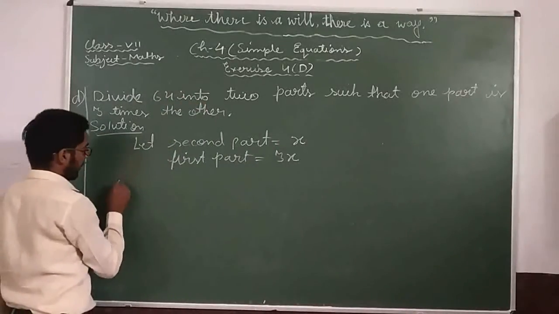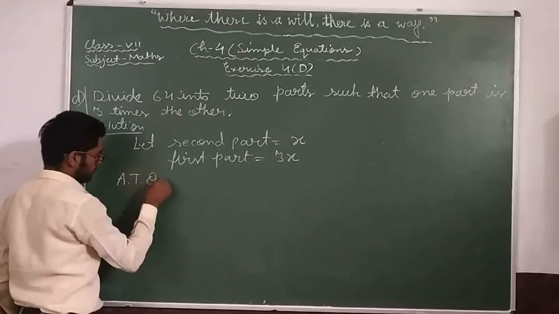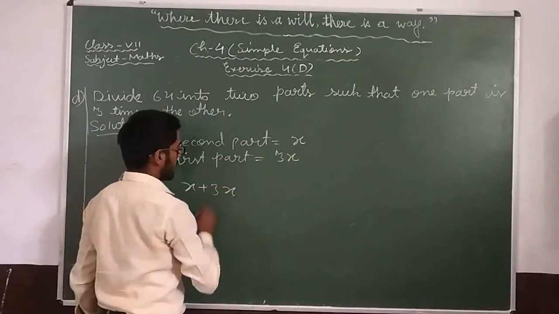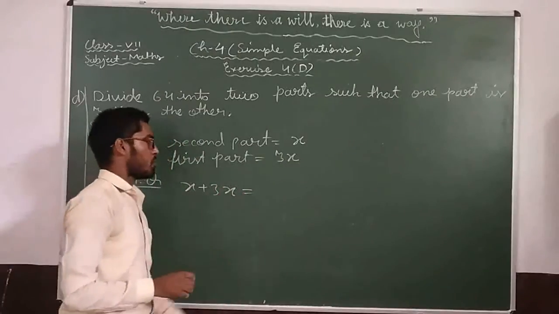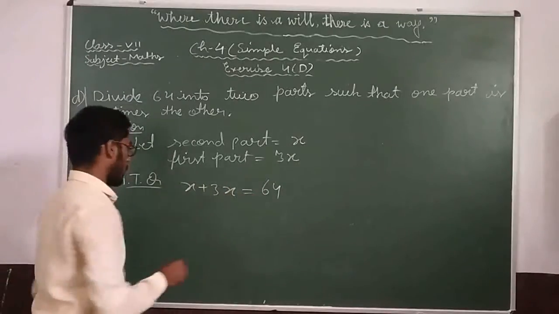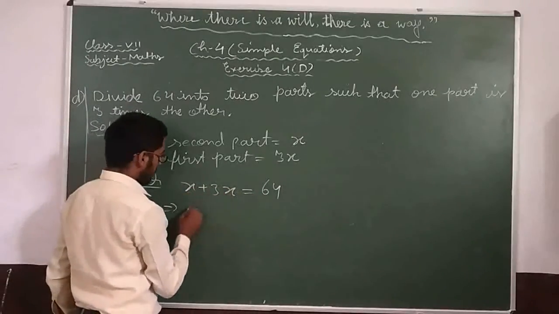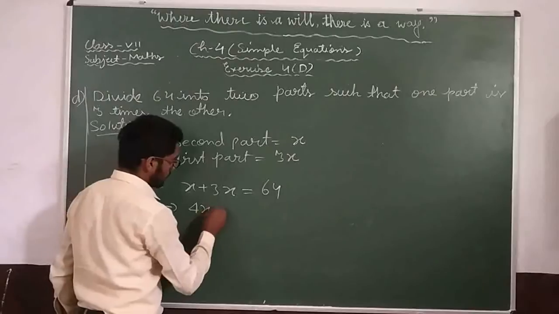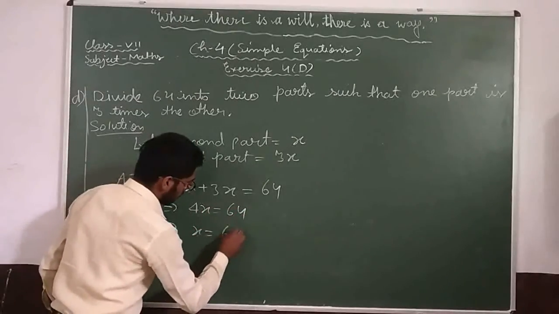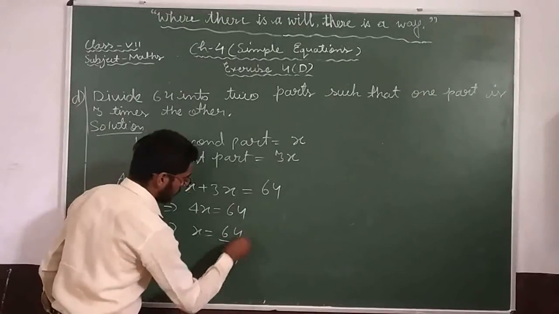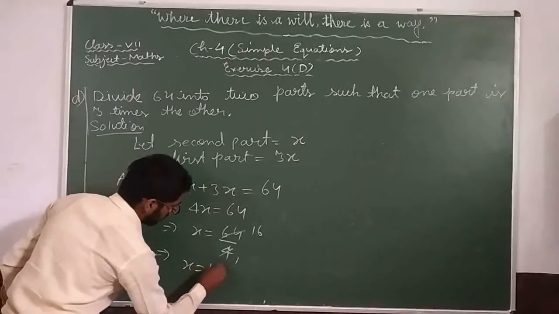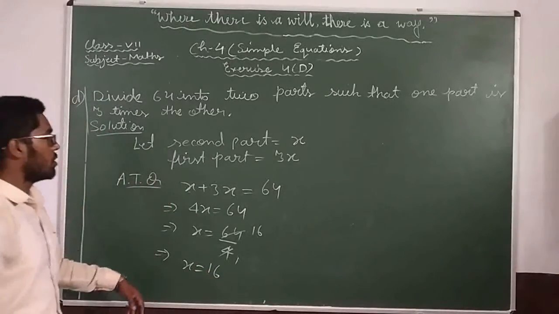So here, according to your question, the two parts are x and 3x, then the sum of these parts would be 64 because these are the parts of 64. Okay. Now add them. x plus 3x means 4x is equal to 64. Then x is equal to 64 divided by 4. 4 16s are 64. Then you will get x is equal to 16. Okay, x is equal to 16.